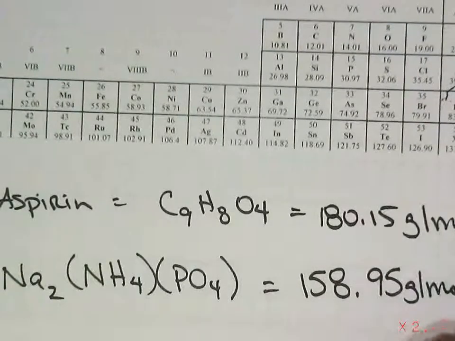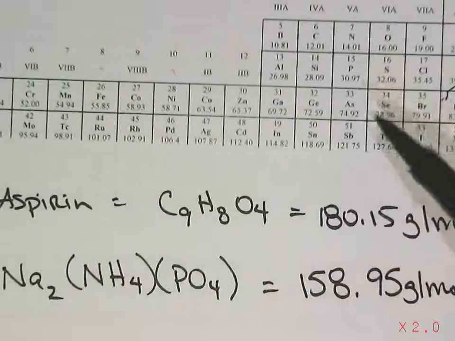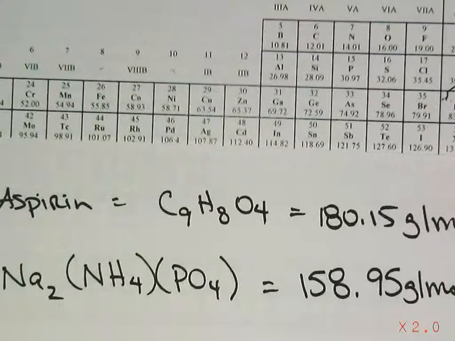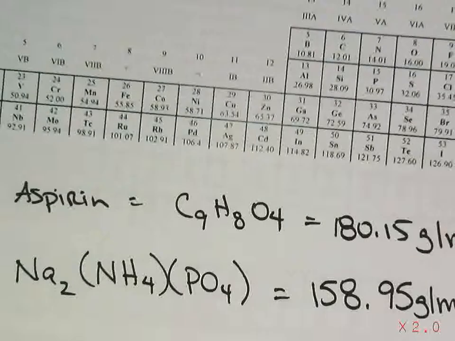Everybody ballpark in that range, depending on exactly which periodic table you're using. They may be rounded a little bit differently, because the one I have on here only has 2 decimal places. That one over there has 4 decimal places. So as long as you're in the right ballpark of values. All right, questions about that? Again, that's kind of review.